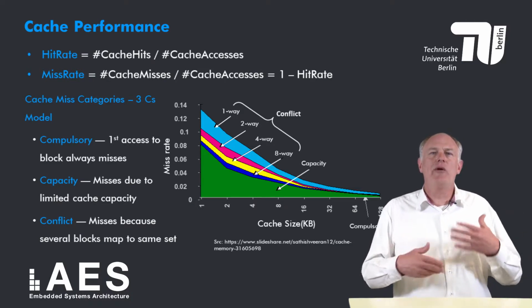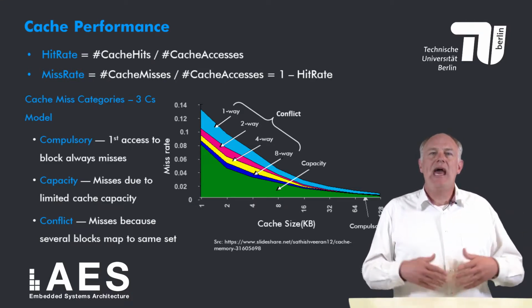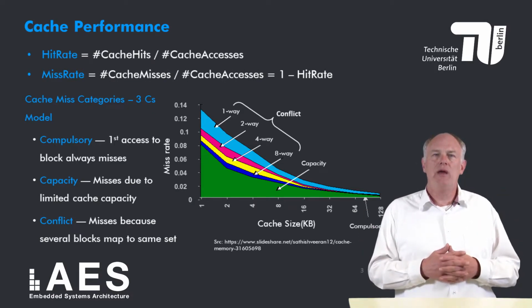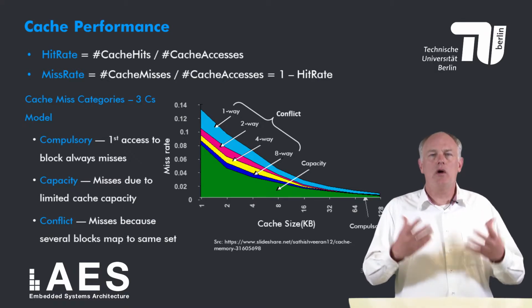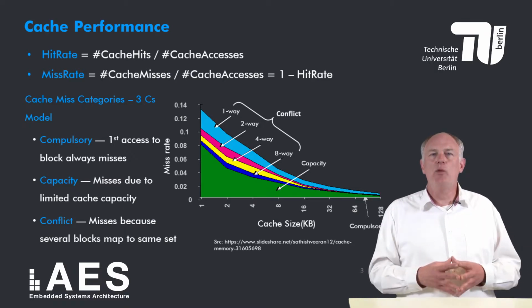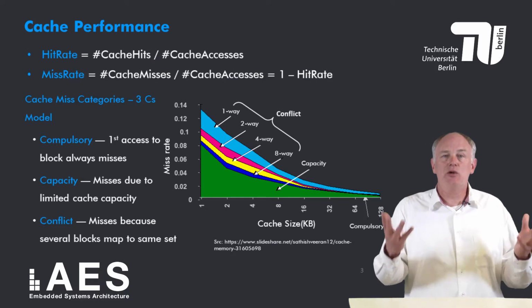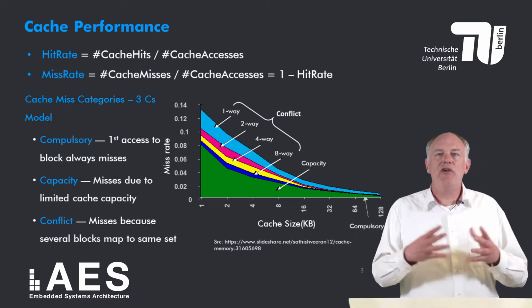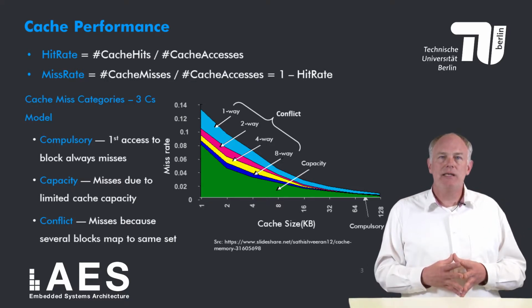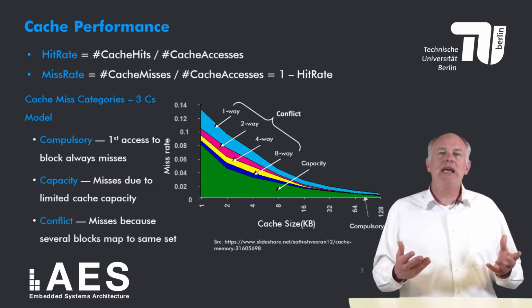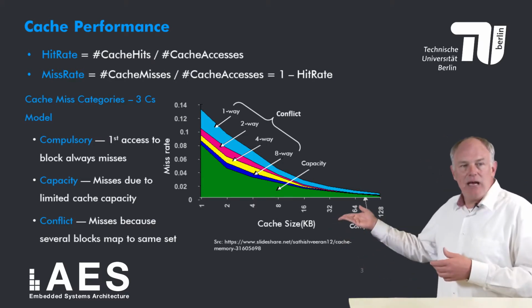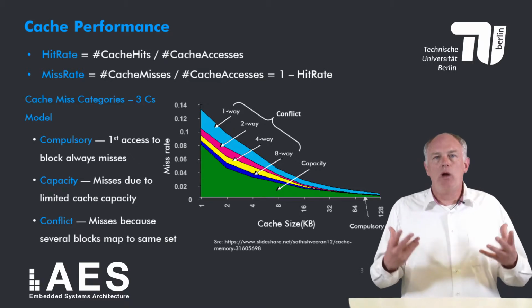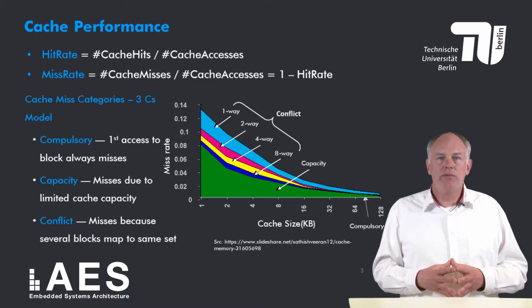In general, going from 1 to 2-way set associative has a bigger impact than going from 2 to 4-way, for example. These misses are all conflict misses, since they can be removed by increasing the cache associativity. The green area represents the miss rate due to capacity misses. They can only be reduced by increasing the cache size, as can be seen in this figure, since the green area becomes smaller when the cache size is increased.